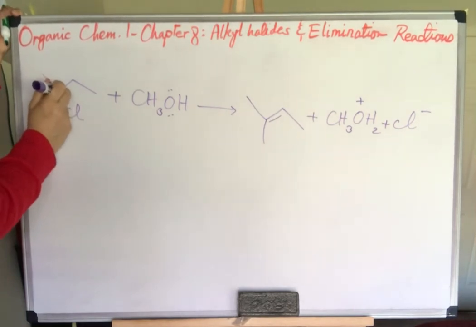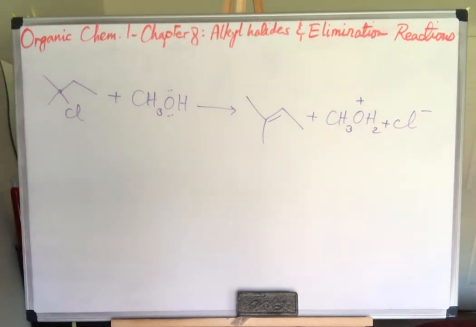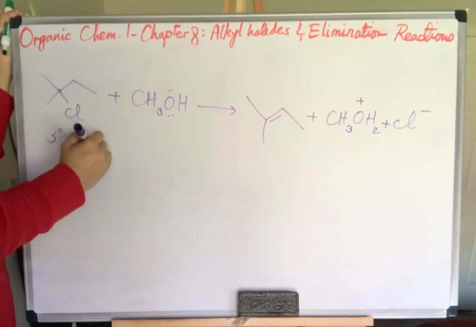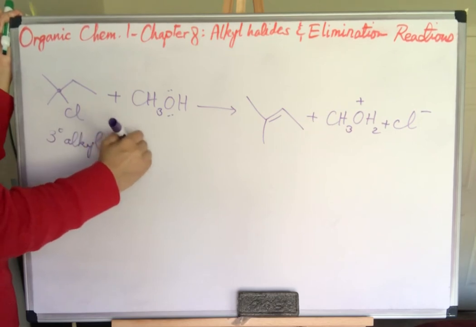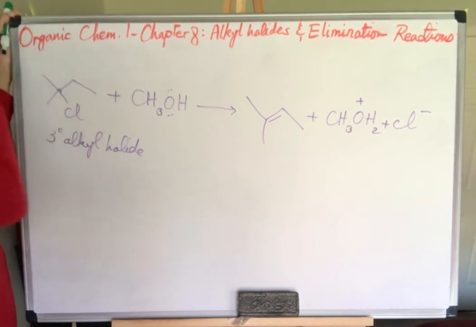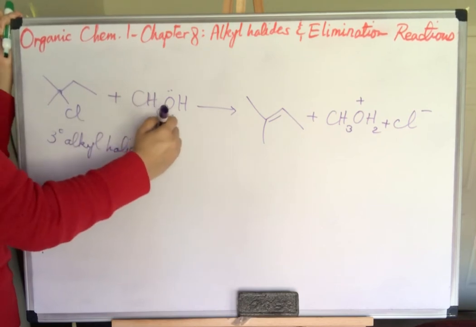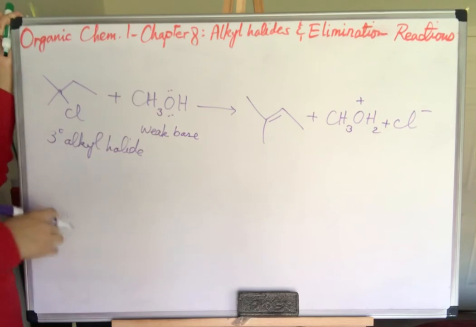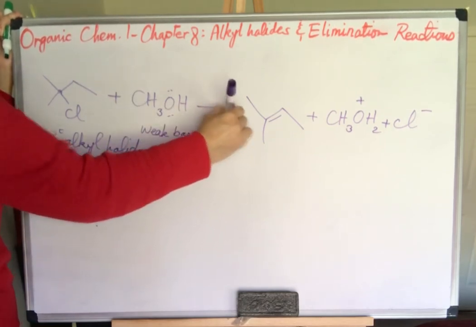Let's see if this reaction really has the requirements of an E1 reaction. The tertiary alkyl halide is here, right? Carbon connected to chlorine connected to 3 more carbons, and it's a weak base. It's not a very strong base. So the situation is ready for an SN1 reaction.